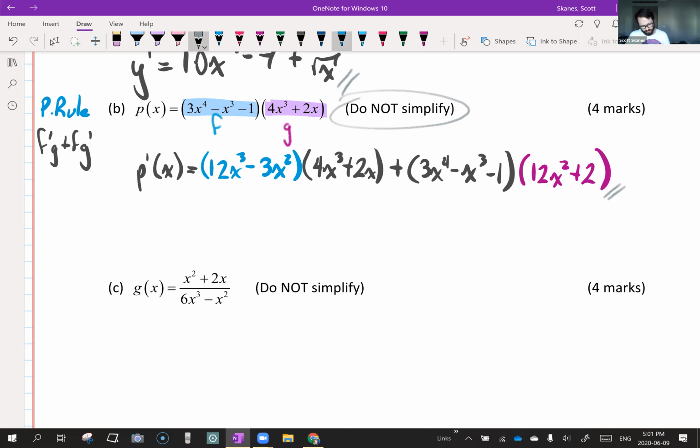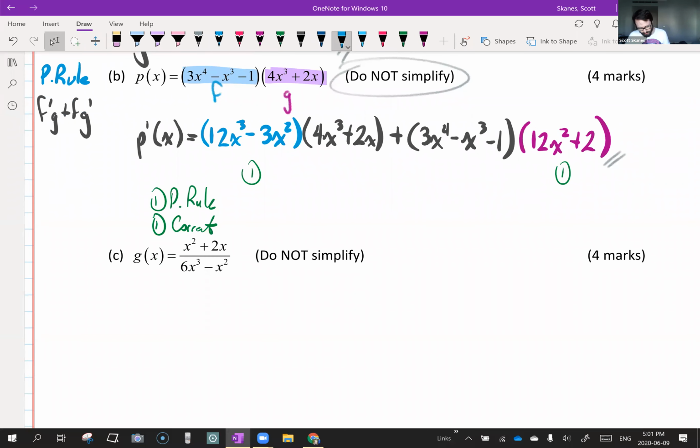It's worth 4 marks. That seems like a lot to me. So I don't know, maybe it's worth 3. But generally speaking, when I mark this, 1 mark for the first derivative, 1 mark for the second derivative, 1 mark for actually using the product rule appropriately, and 1 mark for making no mistakes. That's the general marking process.